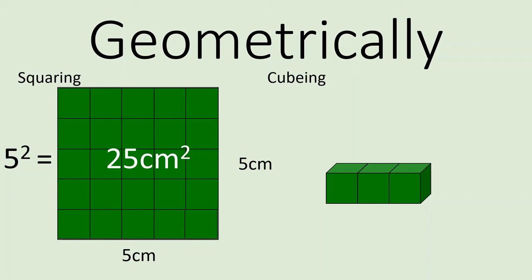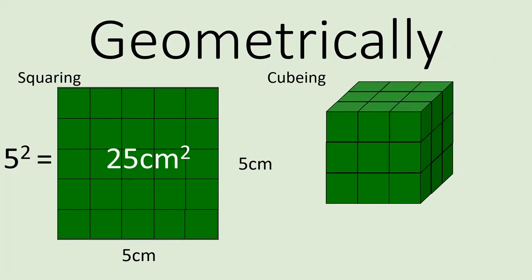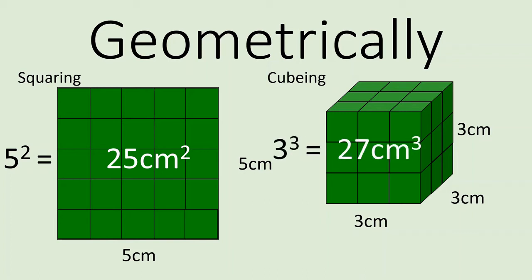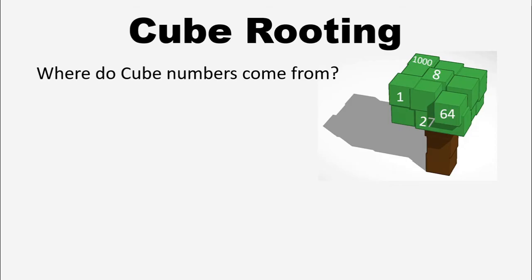So in this example here, I can fit 3 cubes by 3 cubes by 3 cubes inside a cube with dimensions 3 centimeters by 3 centimeters by 3 centimeters, and the number of centimeter cubes that fit inside the volume of this 3 by 3 by 3 cube is 3 cubed. That's 27 centimeter cubes.